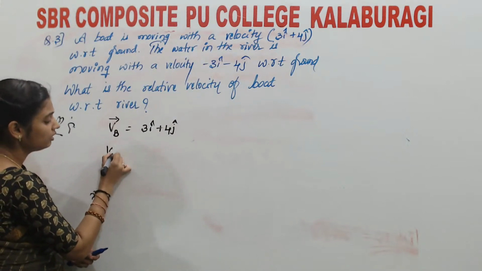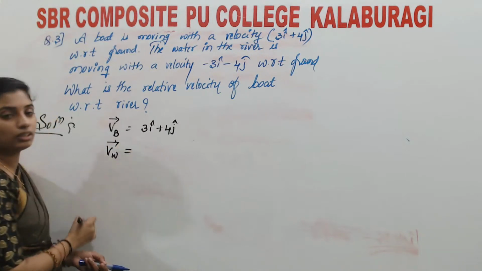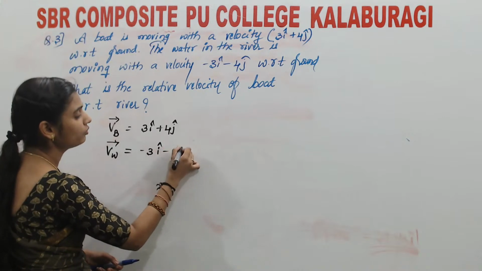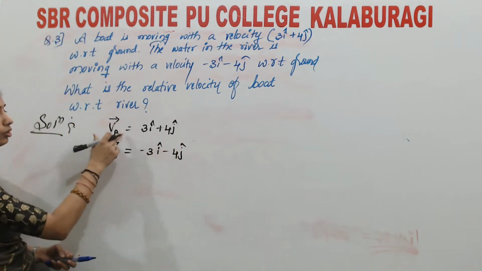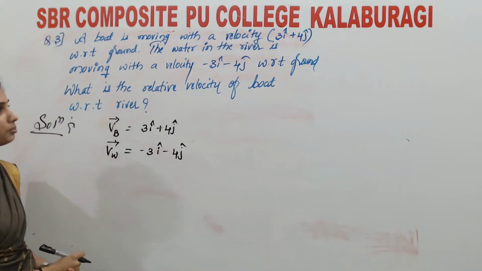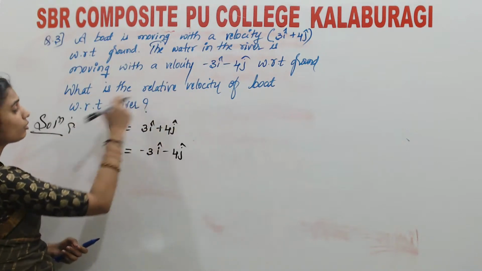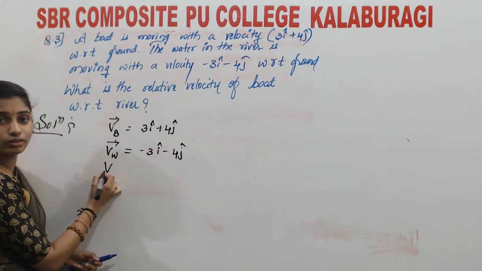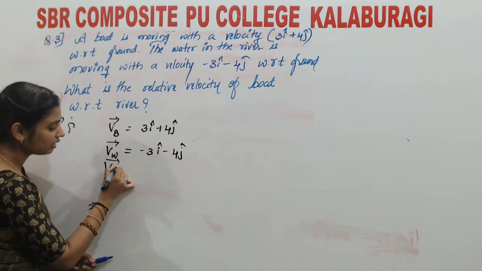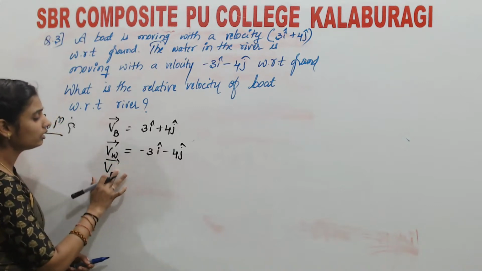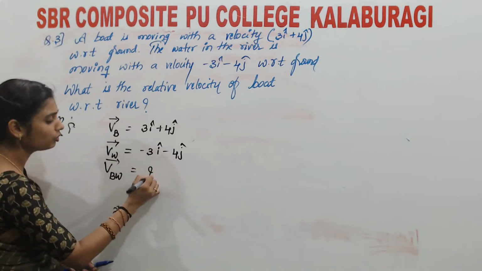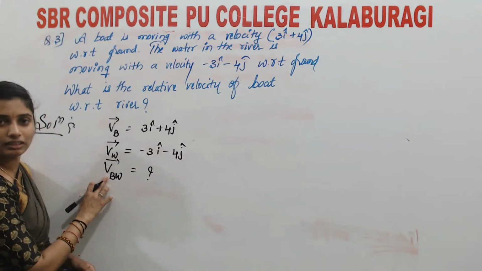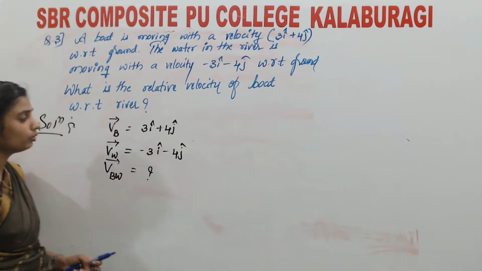So let me write down. The water in the river is moving with the velocity of minus 3i cap minus 4j cap. Both are measured with respect to ground. Now, what is the relative velocity of boat with respect to river? They are asking to find the relative velocity of the boat with respect to river, which means with respect to water. Both are the same.